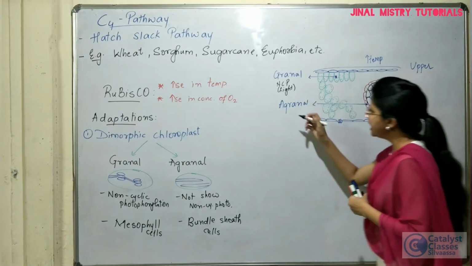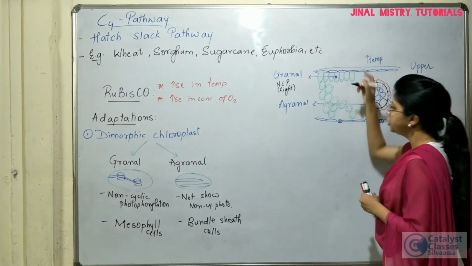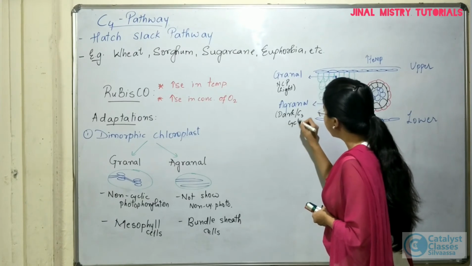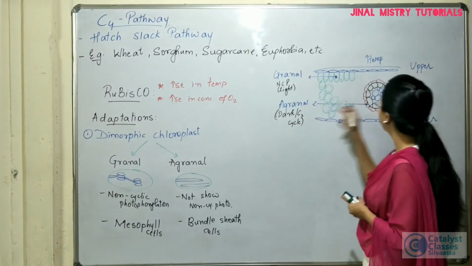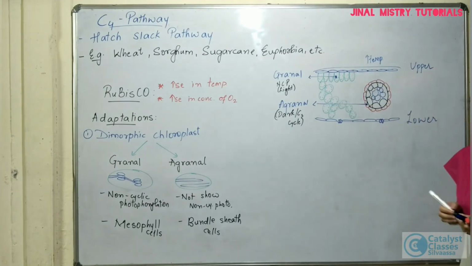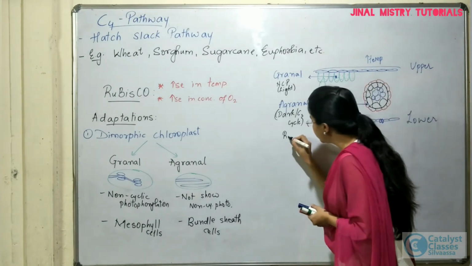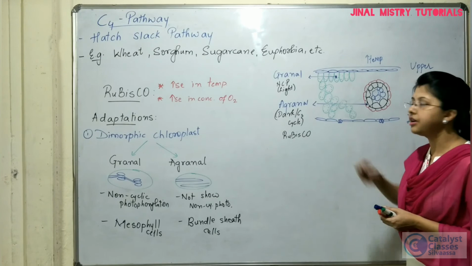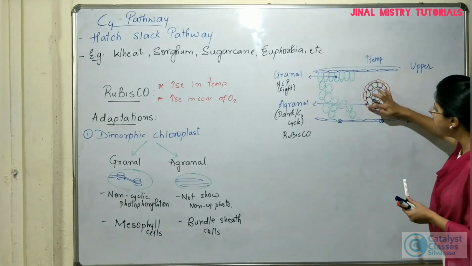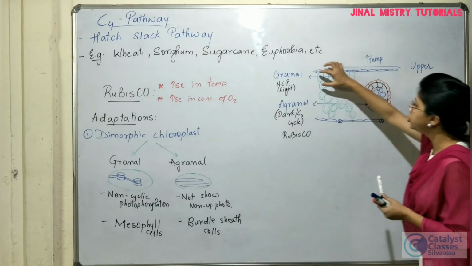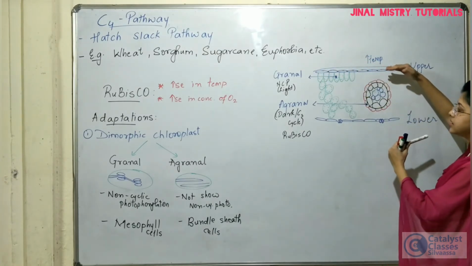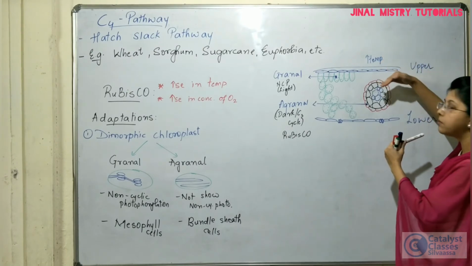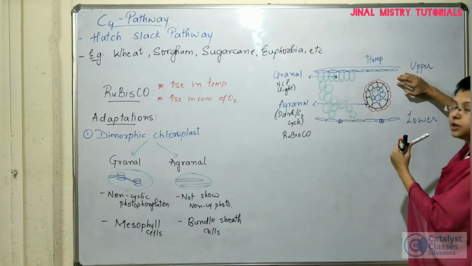So here, the light reaction is taking place in the mesophyll cells, whereas the dark reaction, or you can say the C3 cycle, takes place in the agranule chloroplast present in the bundle sheath cells. So you can say that the Rubisco enzyme is going to be present in the bundle sheath cells having the agranule chloroplast. The high temperature condition is not allowed to reach the bundle sheath cells because of this layer of mesophyll cells.